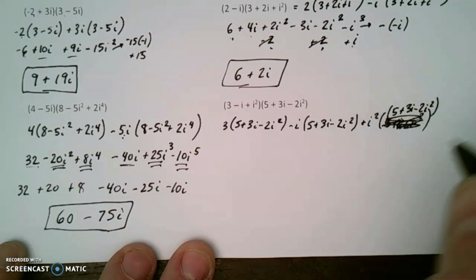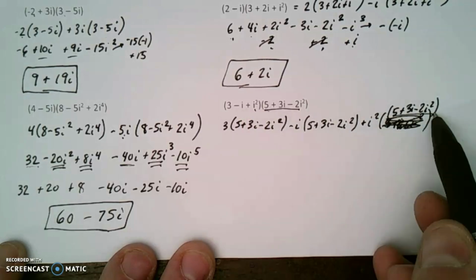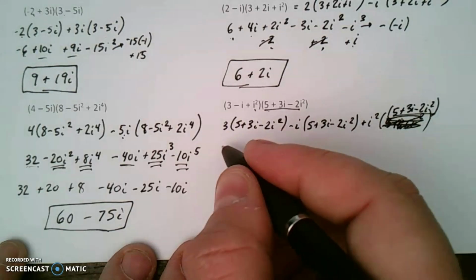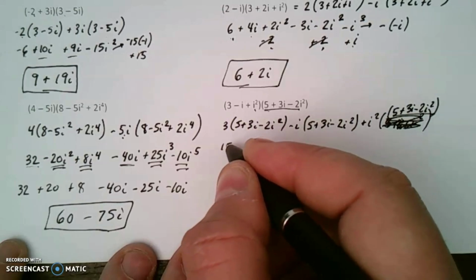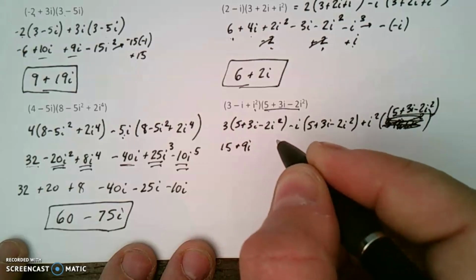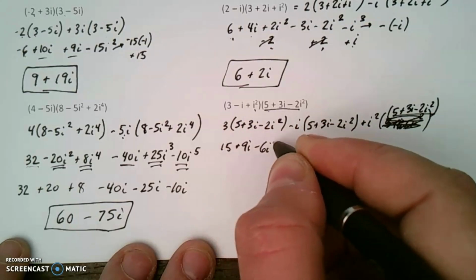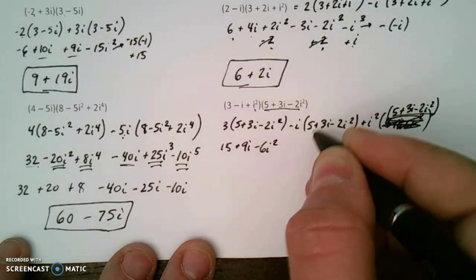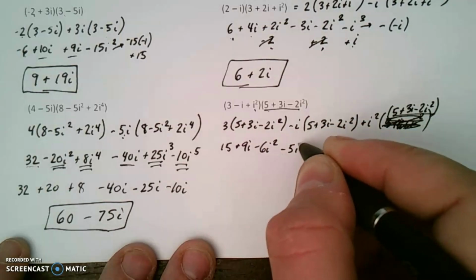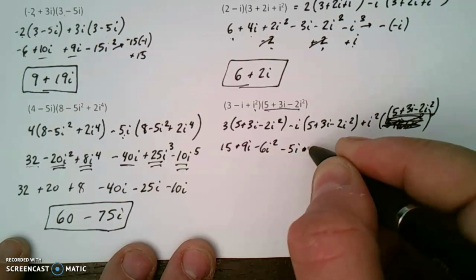What do we get? We get 15. 3 times 3i is 9i. And 3 times minus 2i squared is going to be minus 6i squared. Then negative i times 5, negative 5i. Negative i times 3i is going to be minus 3i squared. And then negative i times negative 2i squared will be plus 2i cubed.